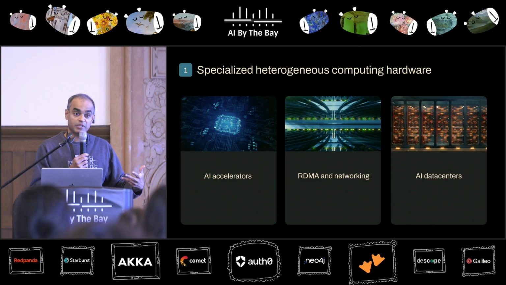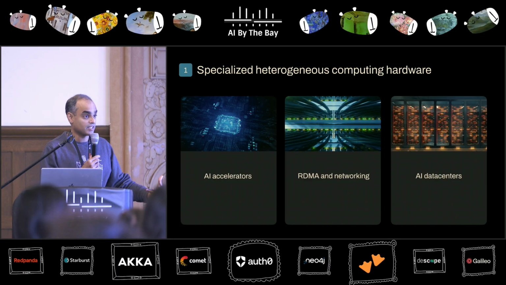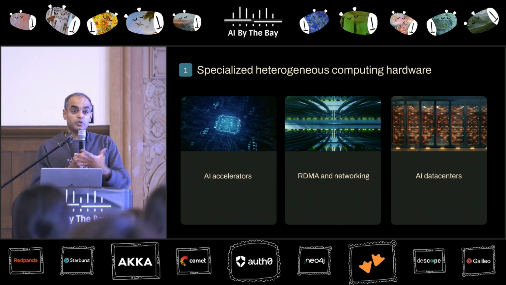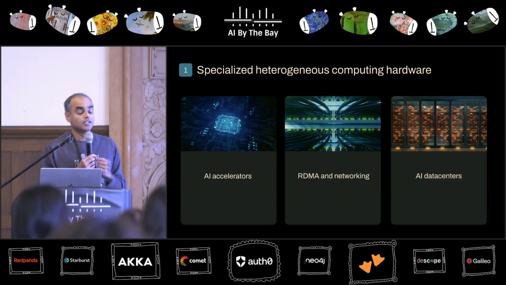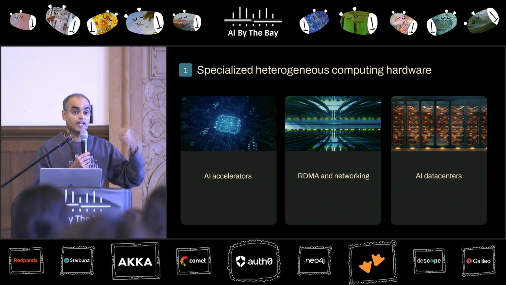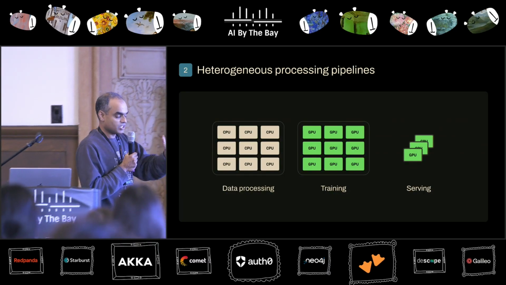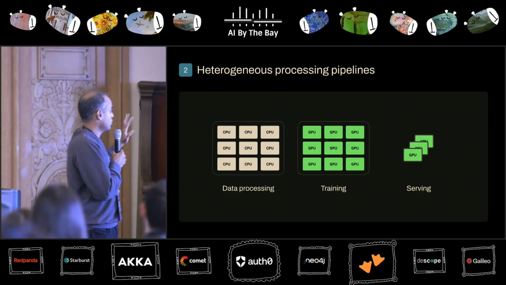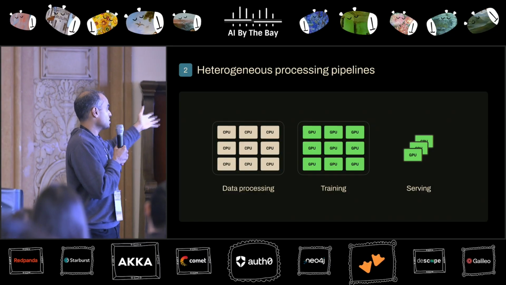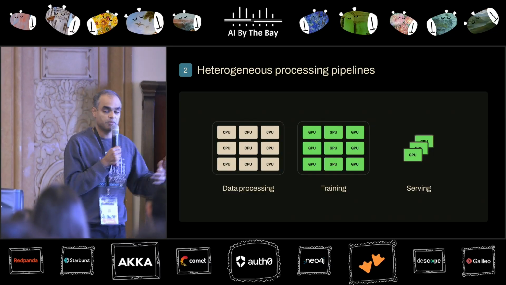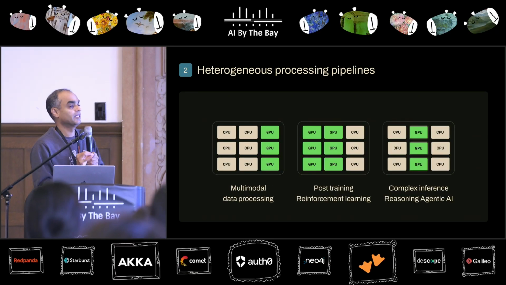And new AI data centers have been created, specialized data centers for training these large models. And they have different networking stacks that's required. So fundamentally, the computing hardware that is actually required with GPUs and with all these specialized accelerators has changed in the last 25 years for AI. The second thing is that you have different stages of an ML pipeline. You have your data processing stage, your training stage, and your serving stage, right? Generally, data processing is done on CPU, training is done on GPU, and LLM inferencing is done on GPUs too. But that's now fundamentally changing too.